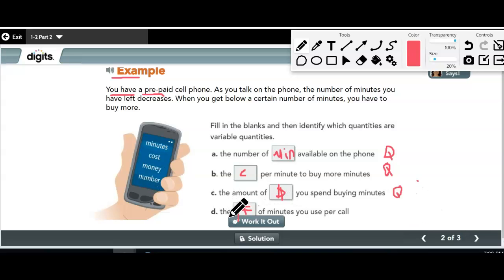Lastly, we have the number of minutes you use per call. Okay, so if you call, let's say, your brother, and you don't really want to talk to your brother, it might be a quick phone call. But let's say you want to talk to your grandma, and it's a nice long chat with your grandma. That might last longer than maybe your annoying brother. Okay, so the amount of minutes per call is going to change each phone call. So this is called a variable quantity.